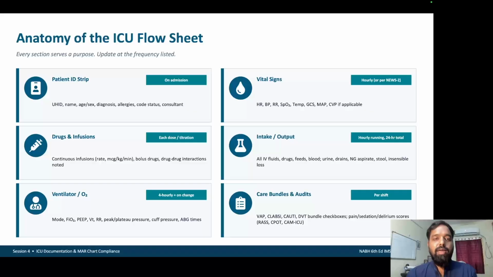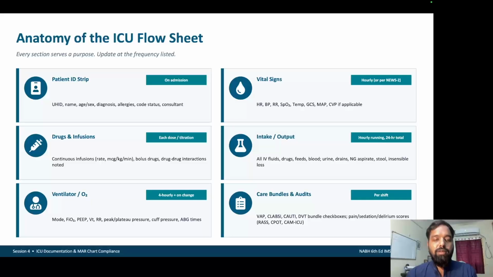The anatomy of the ICU flowchart. Every section serves a purpose. Update at the frequency listed. The patient ID strip is generated on admission. The patient's UHID is created that includes name, age, sex, diagnosis, allergy, code status, and the consultants involved. The drugs and infusion, each dose and titration is being documented, and it also includes continuous infusions, boluses, drug reactions, and everything is being noted.